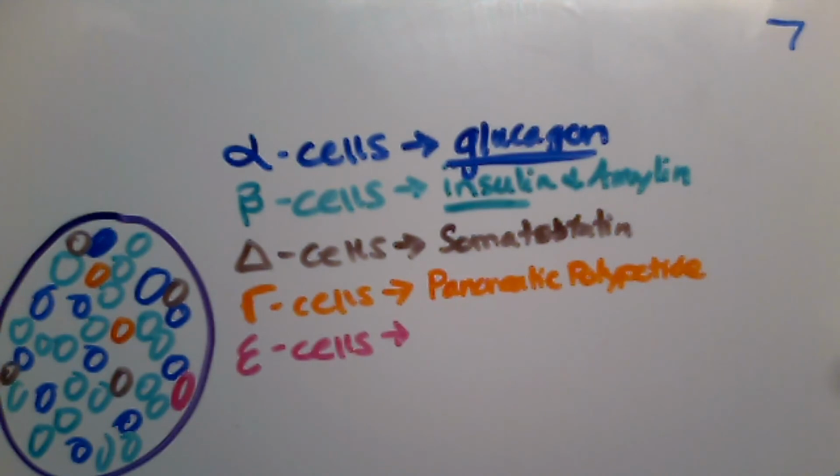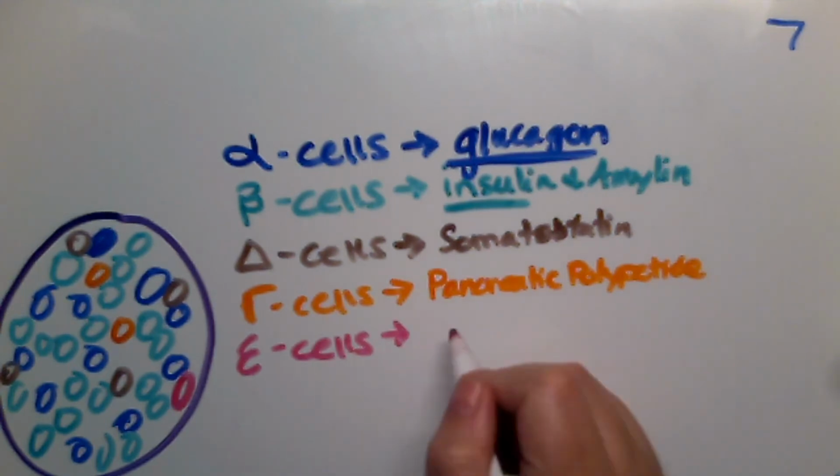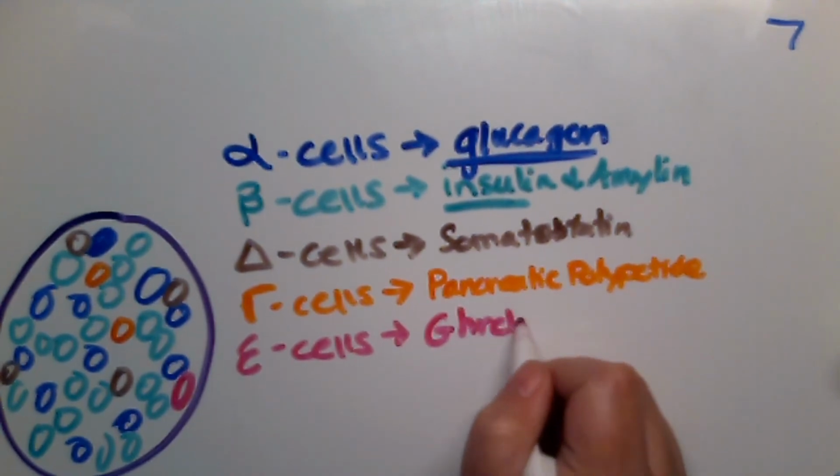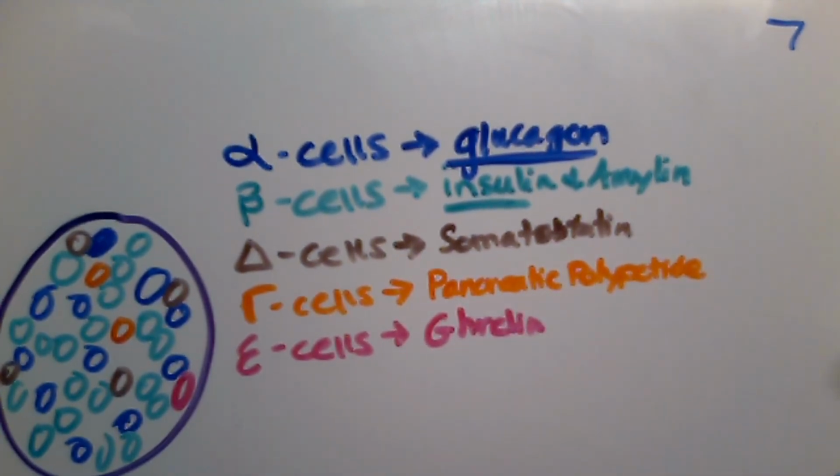And then our last type of cell is the epsilon cell, and it is responsible for producing ghrelin. Ghrelin is actually kind of an unknown hormone, what it actually does. The biggest thing they can relate it to is your appetite. So when you're hungry, your ghrelin is increased. That tells you that you want to eat. And then when that hormone starts to decrease, you feel more satiated, not as hungry.